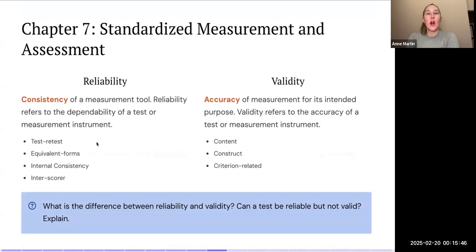So chapter 7 talked about measurement. Particularly in quantitative research, we are wanting to define the variables. And so using standardized measurement and assessment, thinking about those measurements and assessments that we use to define variables is really important. When it comes to those measures, we talked about some of the different scales: nominal scale, ordinal scale, and some of the different types of measures that are common in educational research.